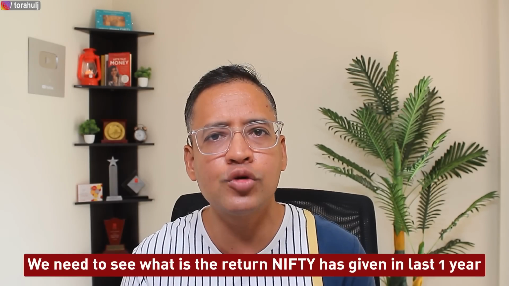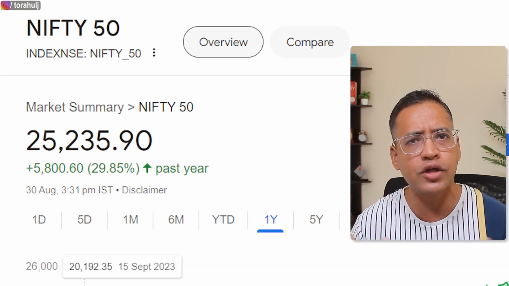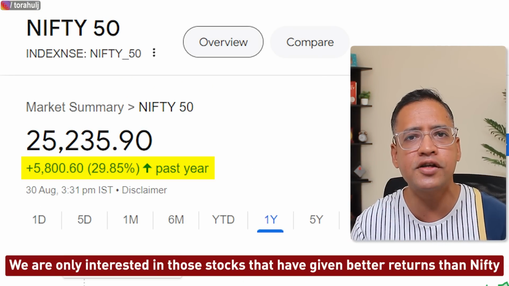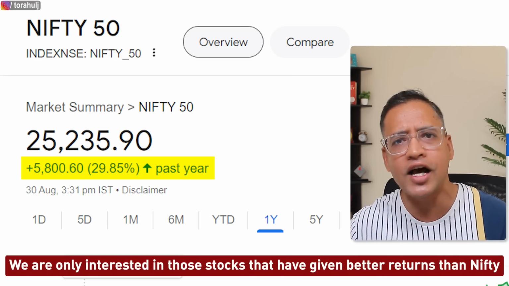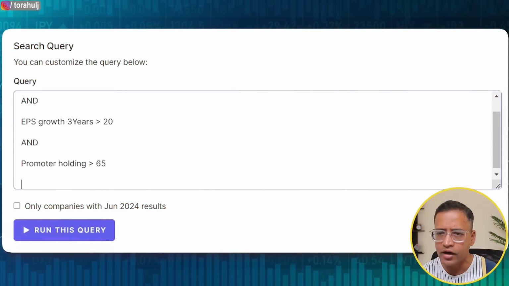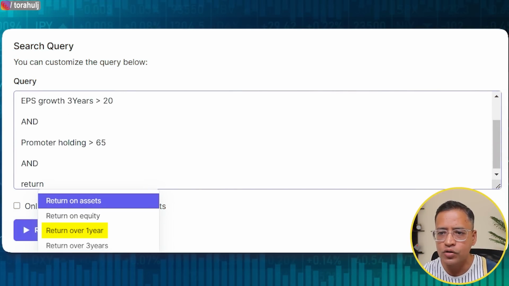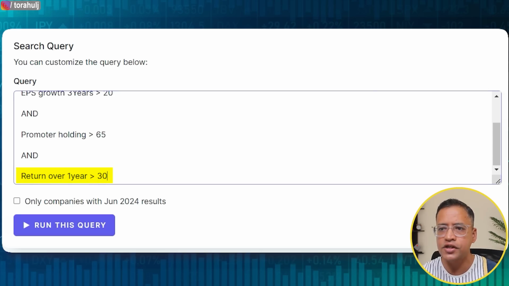It's very difficult to find stocks like that, but what we are going to use is a simple parameter: we need to see what return Nifty has given in the last 1 year. So Nifty has given close to 30% return in the last 1 year, and we are only interested in those stocks that have given better returns than the Nifty in the last 1 year. So how to apply that criteria here? We're going to simply say return over 1 year needs to be greater than Nifty returns, which is around 30%.